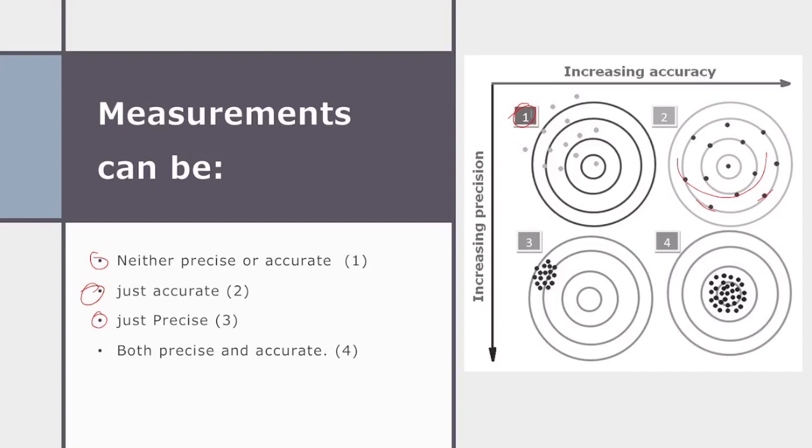So that's target 3. And then target 4 is described as being both precise and accurate because we have all of the hits hitting around the center of that target. If those were data points and we took the average of them, it would be the center of that target. And then all of our hits are starting to get closer and closer together. So these are more precise hits, and so both precise and accurate for that target.